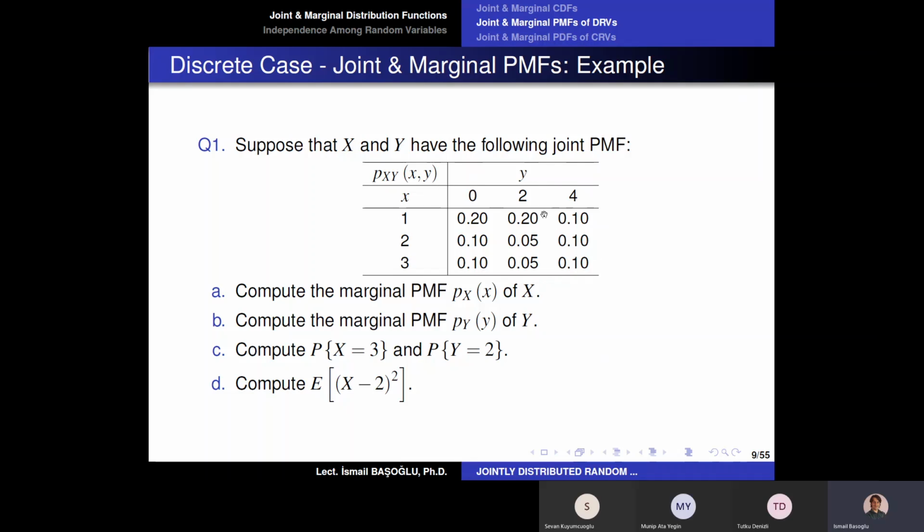Now, please check out. The probability of X being equal to 1 and at the same time Y being equal to 0 is 0.20. So that is a joint probability.